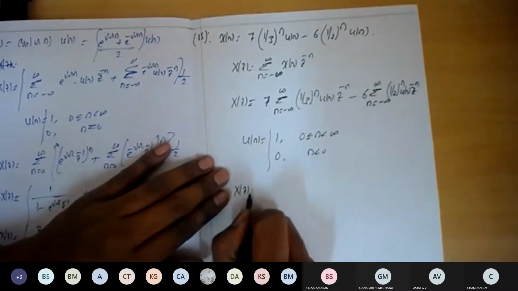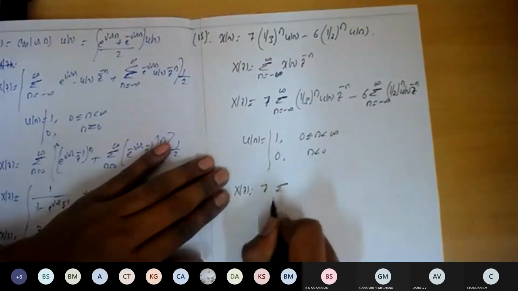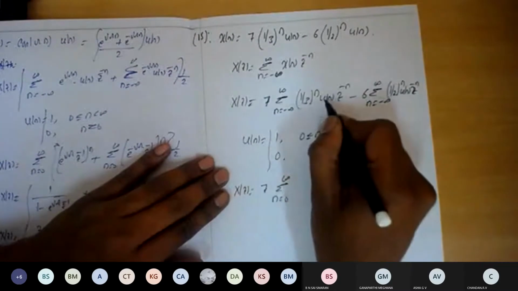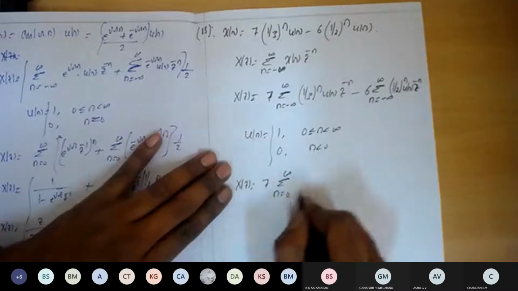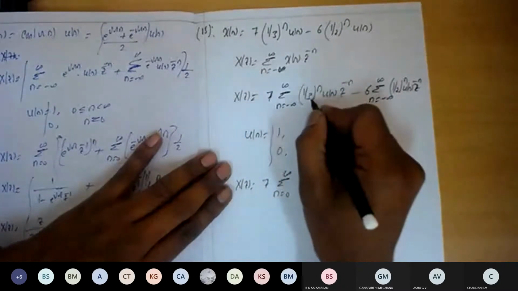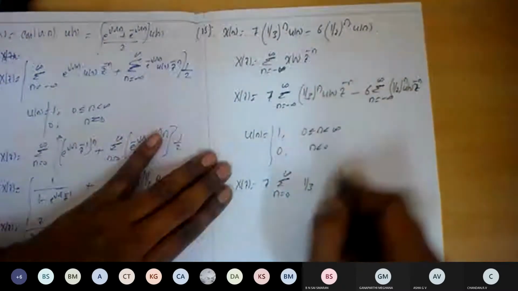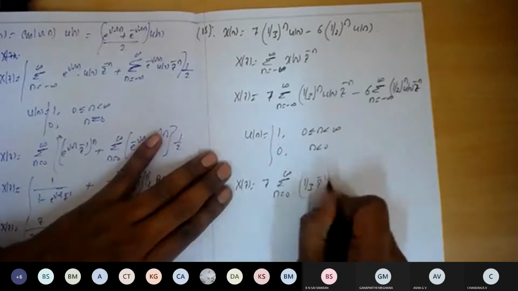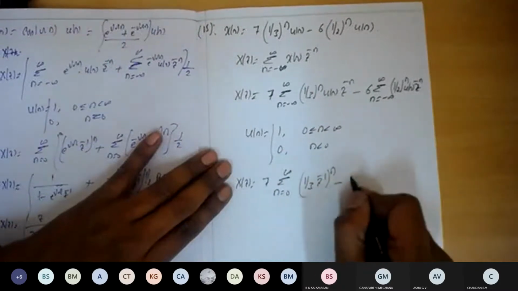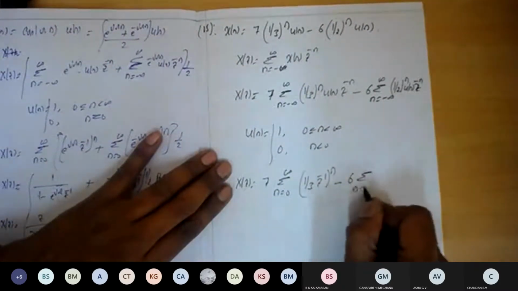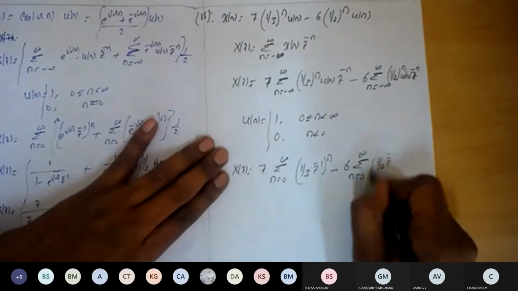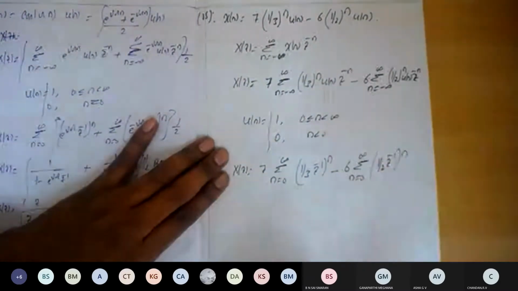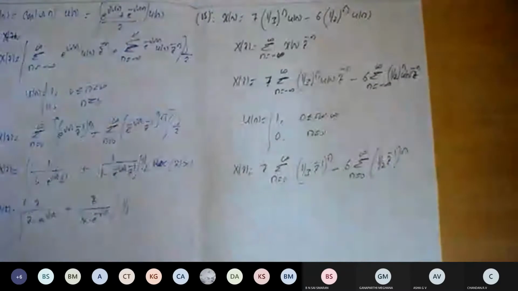So x of z will become 7 into summation n is equal to 0 to infinity, in place of u of n I'm substituting 1, and the limits changed accordingly, 1 by 3. Since n is common, I'll take z inverse to the power of n, minus 6 into summation, here also same thing, n is equal to 0 to infinity, 1 by 2 into z inverse all to the power of n.